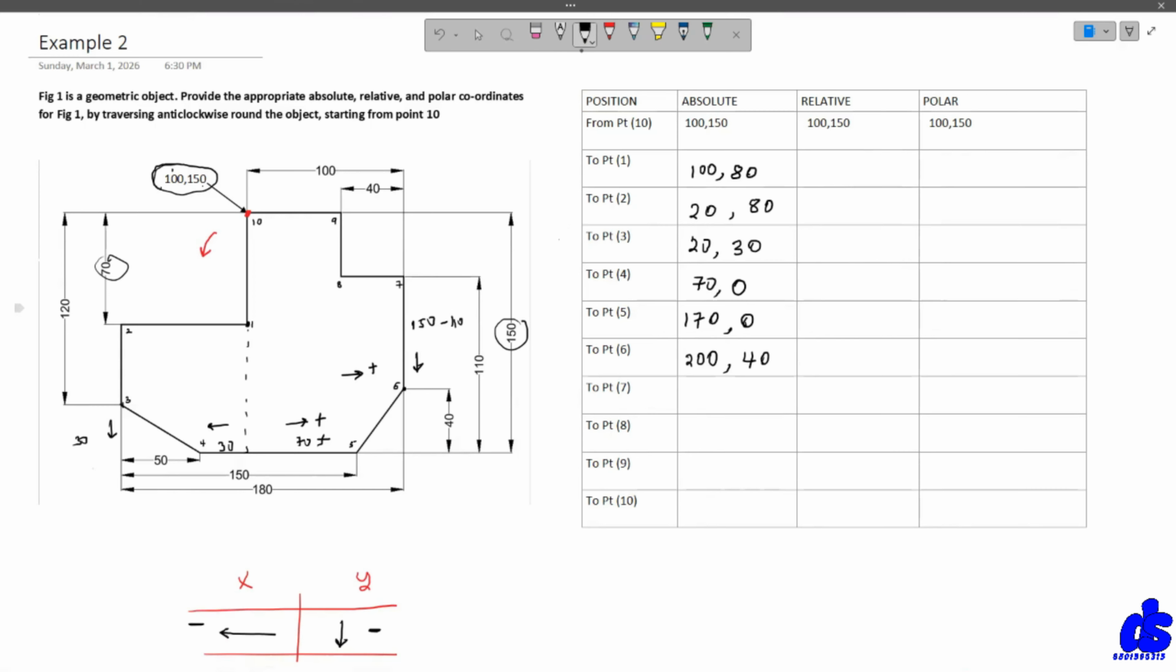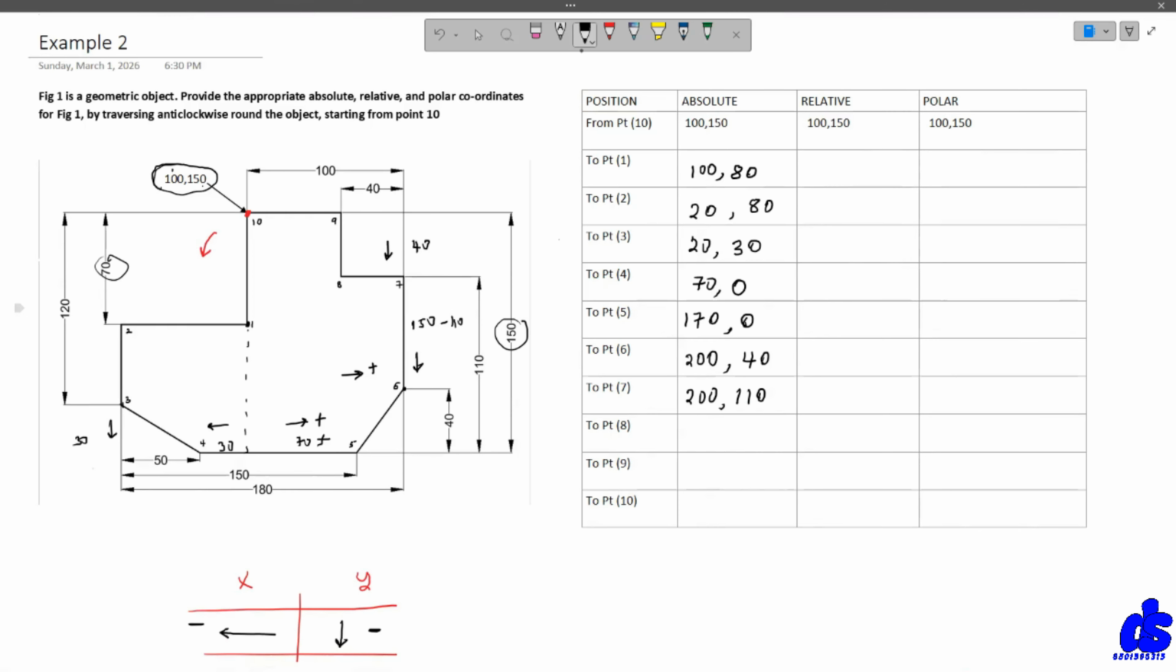For point 7, x is going to be the same, since it's on the same axis as that of 6. So x remains the same. Now y is going to change by this distance. Now I'm giving this as 150, this as 110, meaning this is 40. So y is going to change, since it's downwards, it's going to be 150 minus 40, which is going to be 110. And that will be for y.